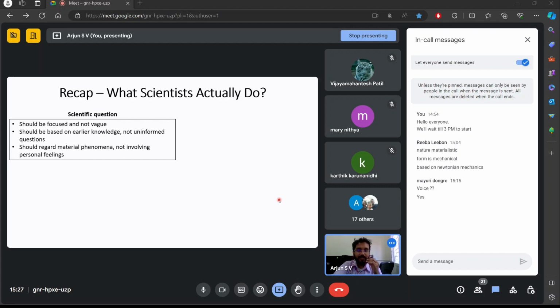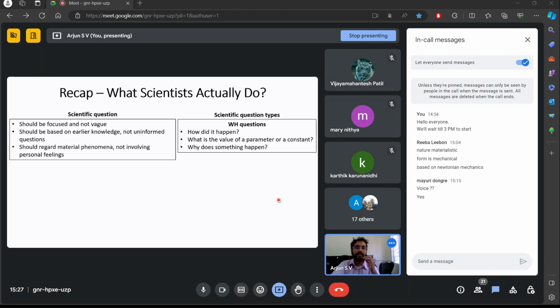Scientific questions should always involve material phenomena, and should never involve feelings. You shouldn't start a question by saying I think that this happens, don't you think so, or something like that, because that's your personal feeling. That's you relatively outweighing one thing over the other, so that won't matter when you are asking a scientific question.